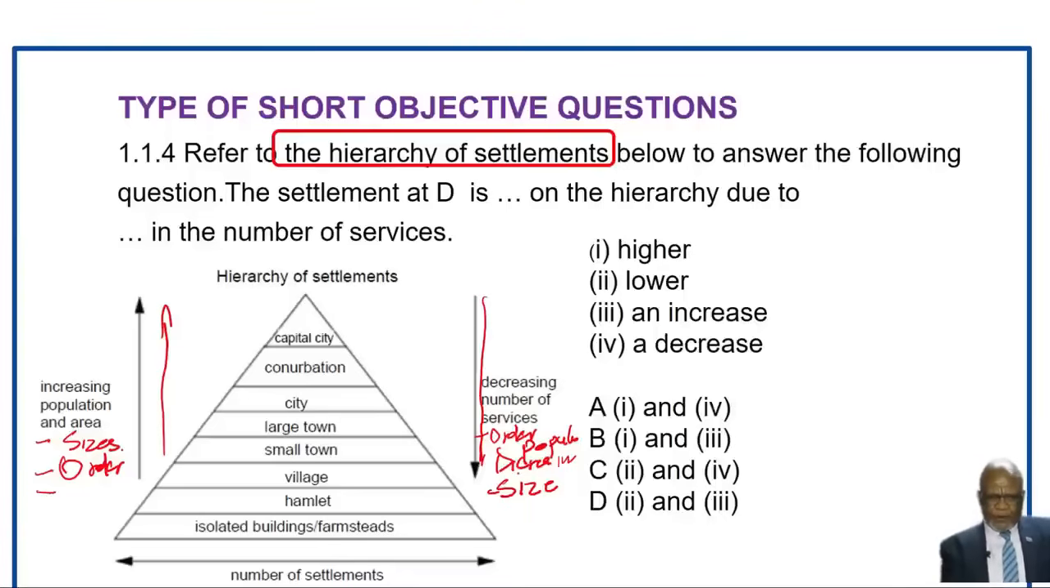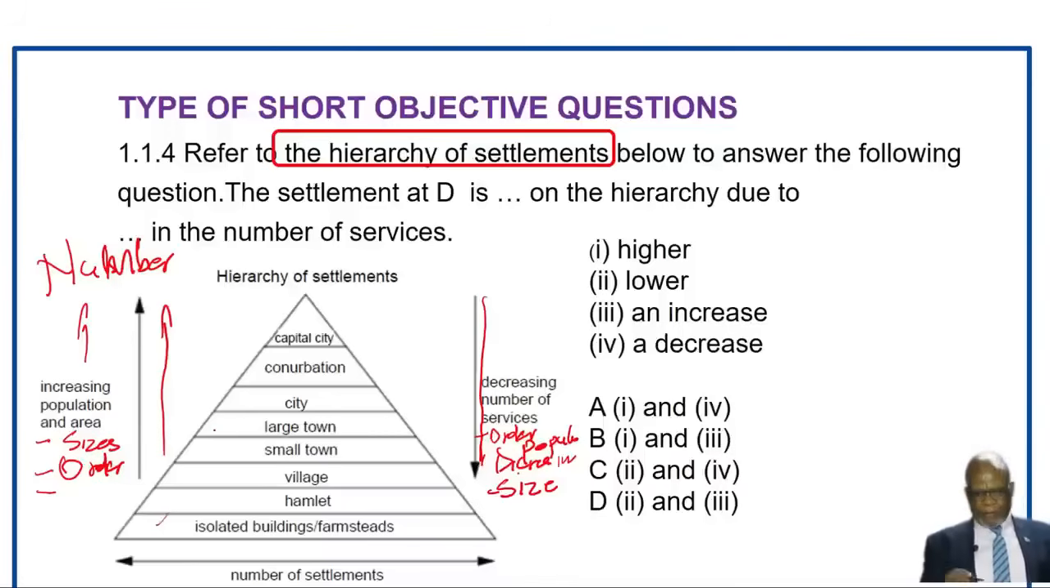So the size, the order and the population are going to increase. But there is something that is going to decrease when you move up the hierarchy. What is decreasing there is the number of settlements. So the settlements are becoming fewer when you move up the hierarchy.